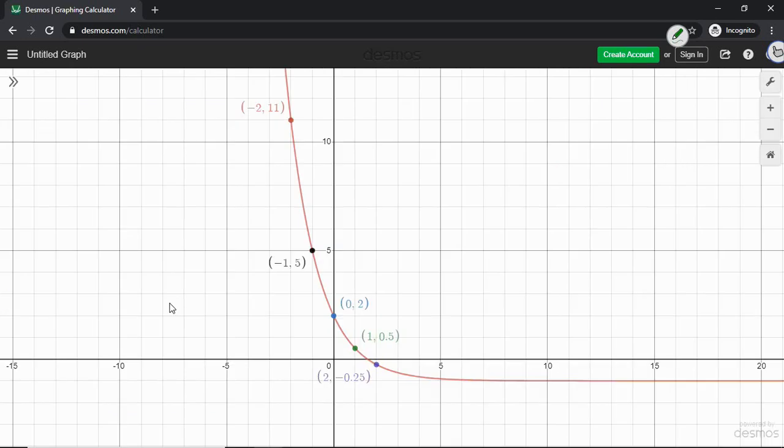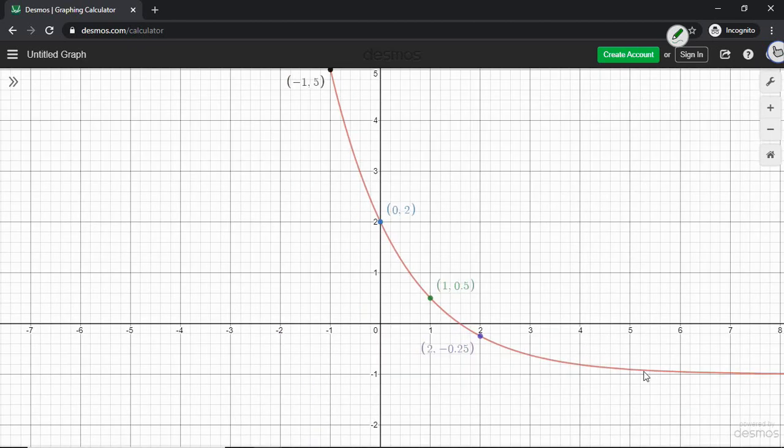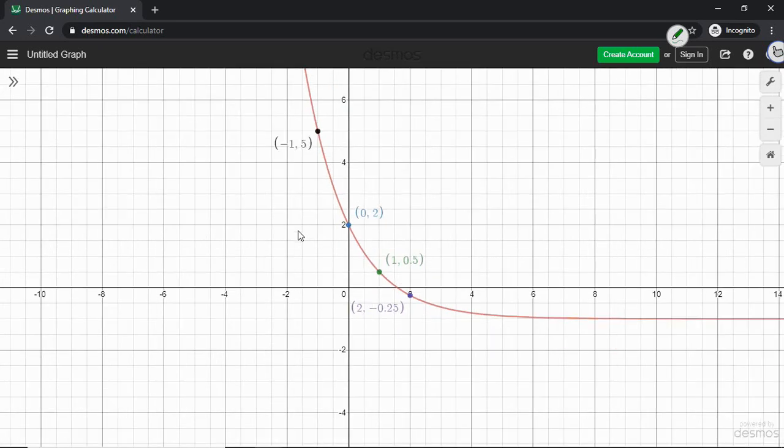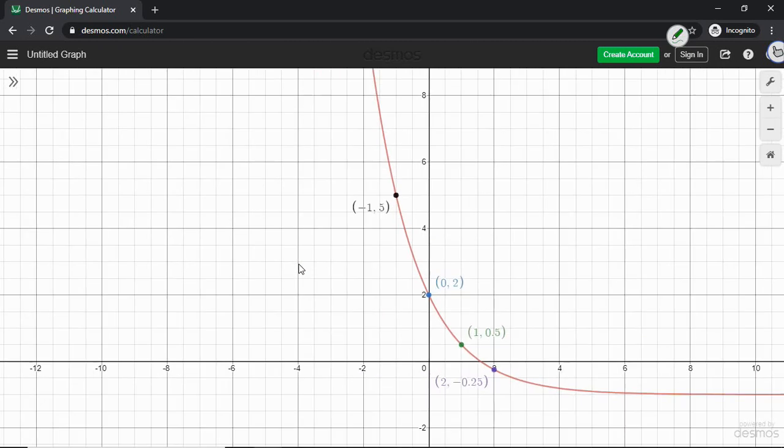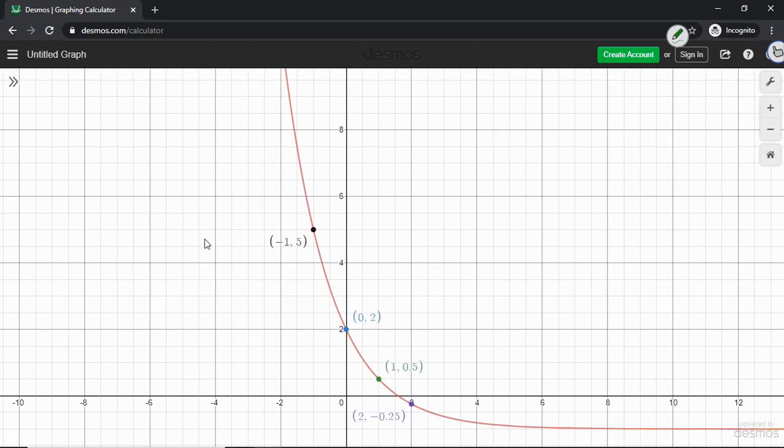Okay, last one. This one's going to be a little bit tougher. Let's go through it step by step, though. First, the horizontal asymptote appears to be at -1. No tricks. So we should have something to the x minus 1. Well, no tricks about that anyway. I do have a trick coming. Now let's look at the y values to figure out what the base of our exponent should be.